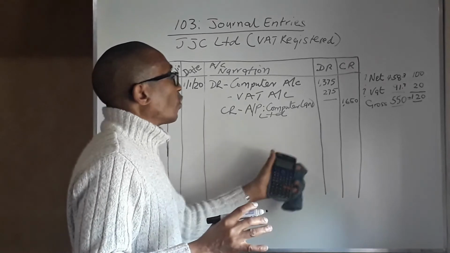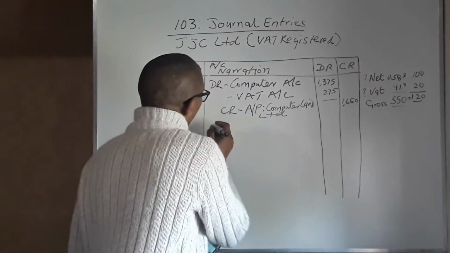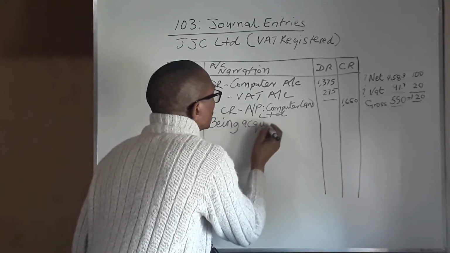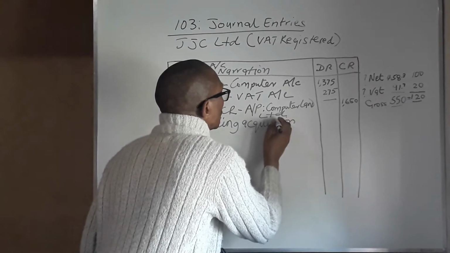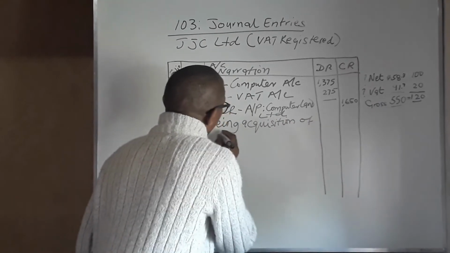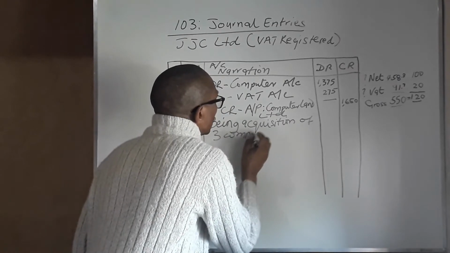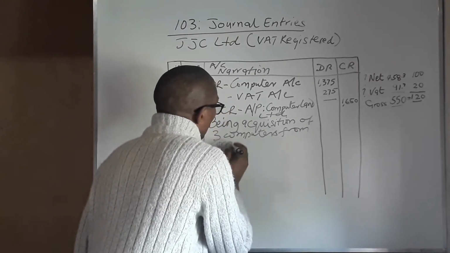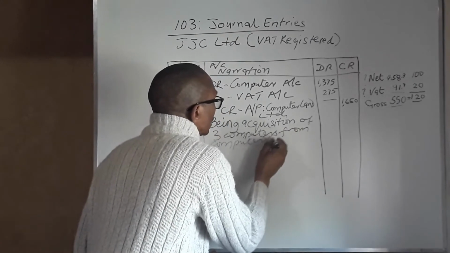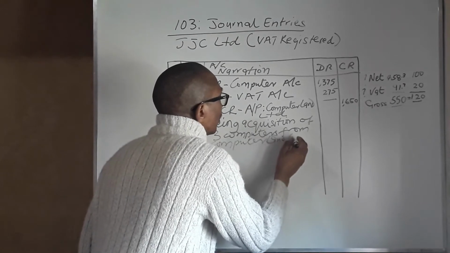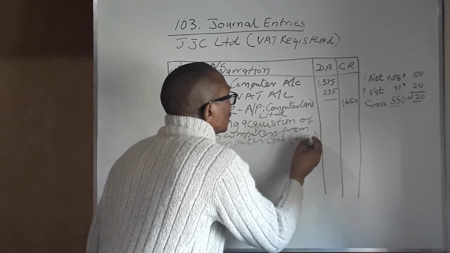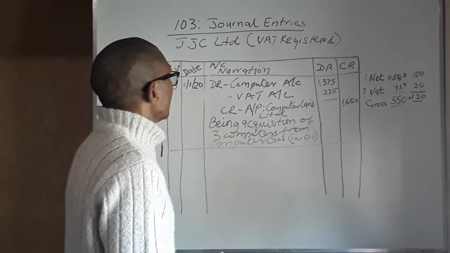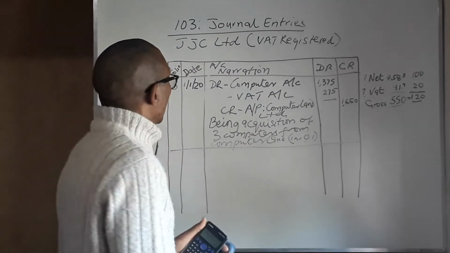These debits now equal the credit, and the narration will now be: acquisition of 3 computers from Computerland, invoice 01. So that is the narration for this particular journal. So that's how we treat this particular folio.